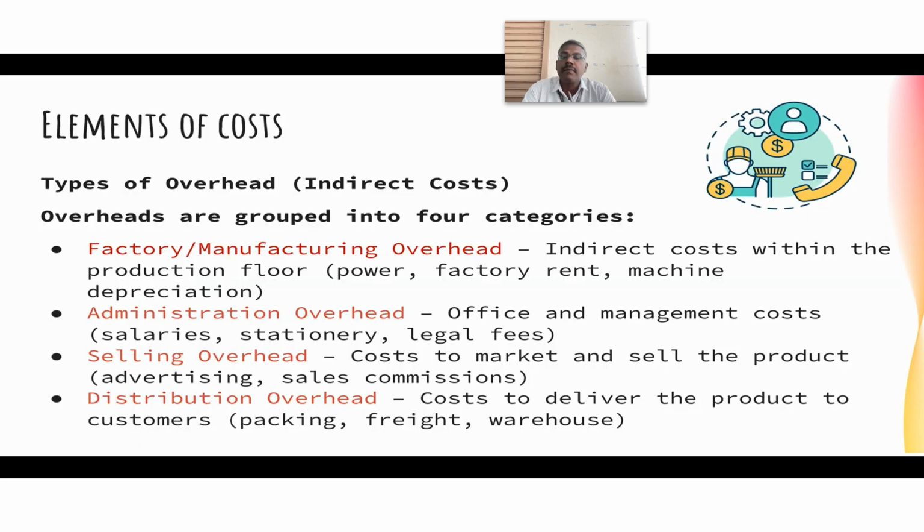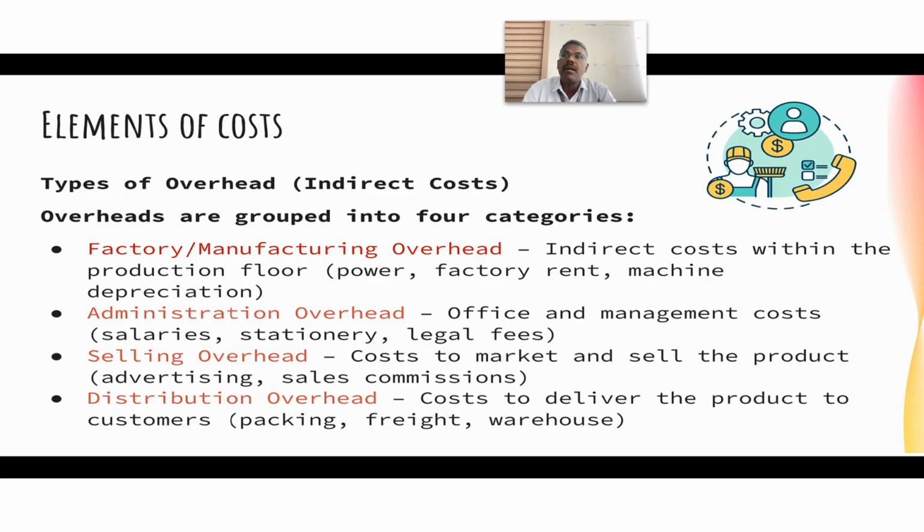In factory and manufacturing overhead, there will be indirect costs within the production floor. We can have power, factory rent, and machine depreciation. All those things come into the manufacturing overhead or factory overhead. And the second one is administration overhead, which includes office and management costs, right?